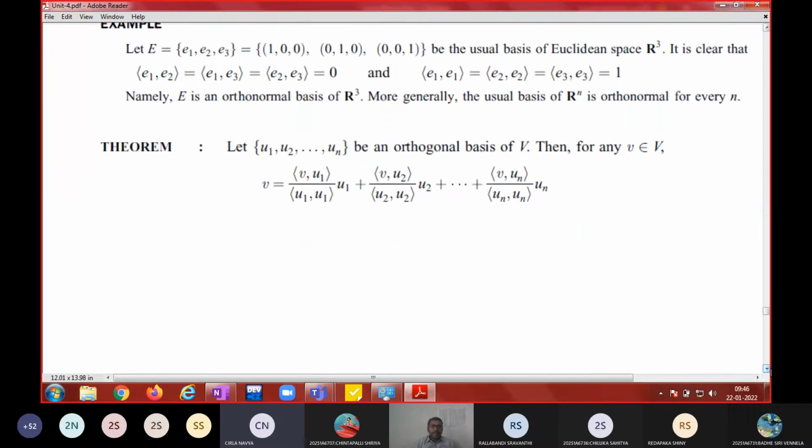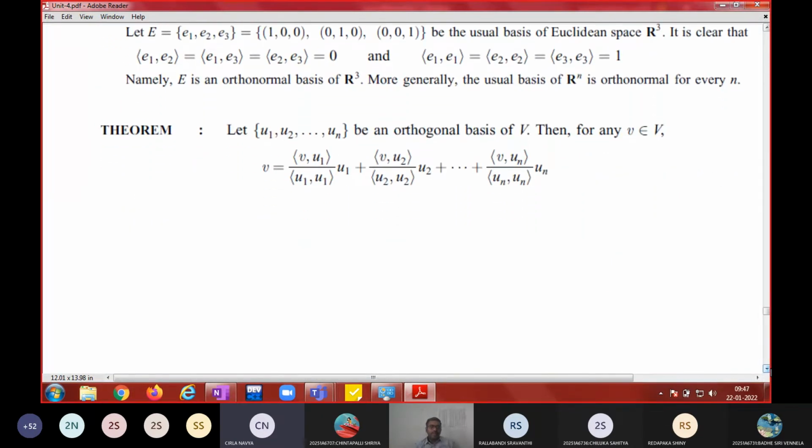Okay. So if you have an orthogonal basis, what is an orthogonal basis? It is a basis in which any two vectors are orthogonal. So if you have an orthogonal basis, you can express any vector as a linear combination of these vectors. That means the formulas for the coordinate vectors are given like this.